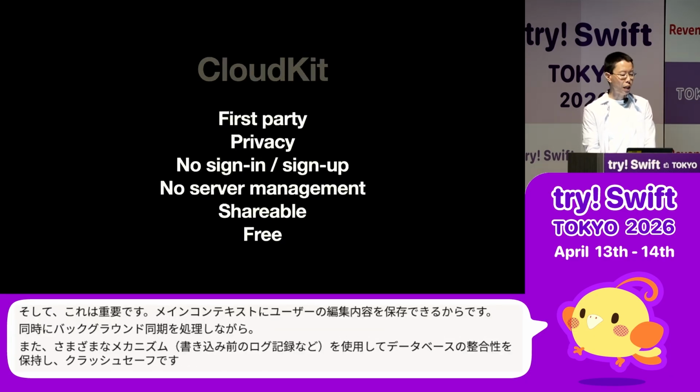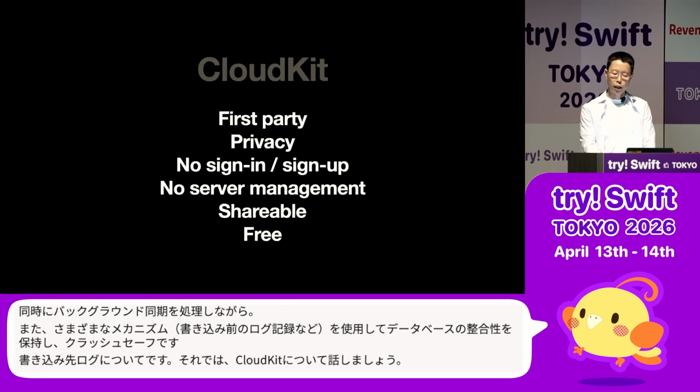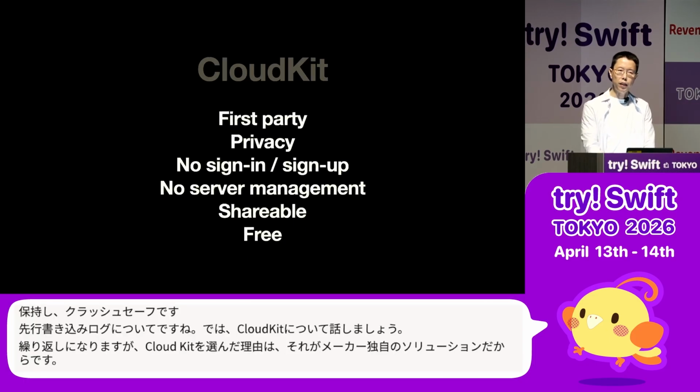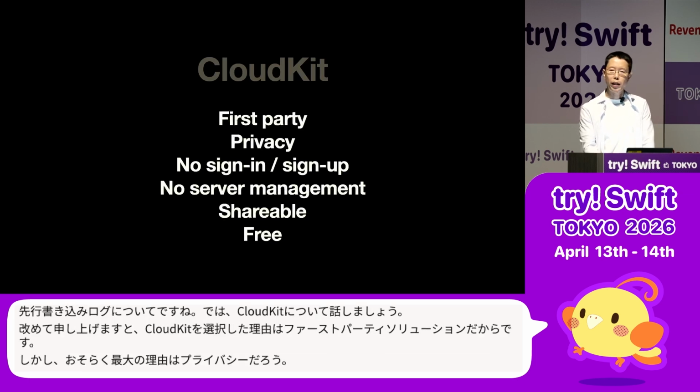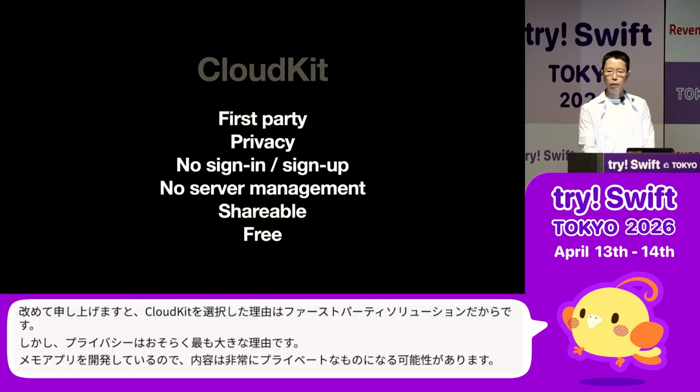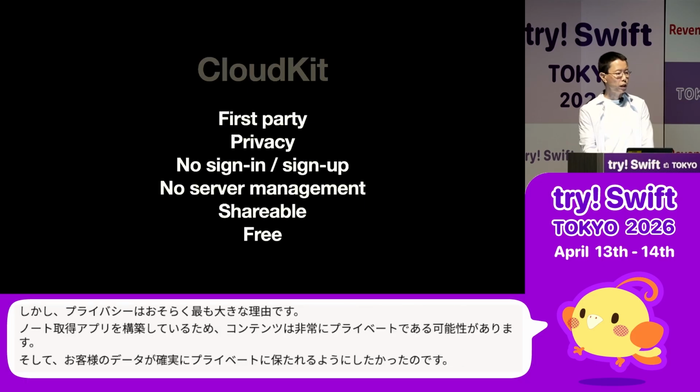Now let's talk about CloudKit. Again, we chose CloudKit because it's a first-party solution. But privacy is perhaps the biggest reason. Since we're building a note-taking app, the content could be very private, and we wanted to make sure your data stays private. For users, there's no sign-in or sign-up process.